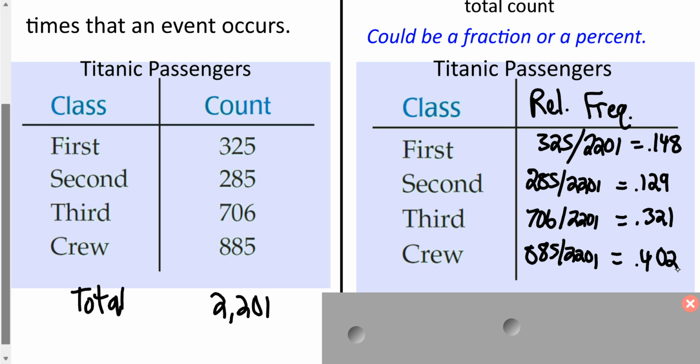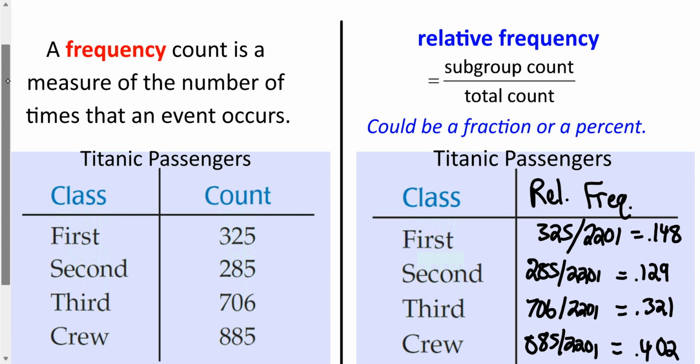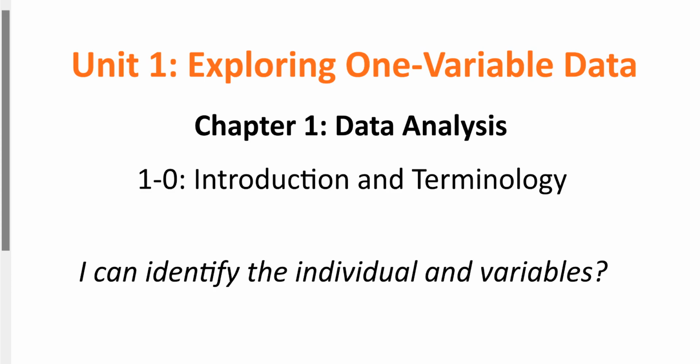Now what should happen with all four of those, since that's all the people? They should all add up to 1, because that would make 100% of the ship. But that is frequencies, and we're going to create some different distributions, graphs, and charts that deal with frequencies next time.